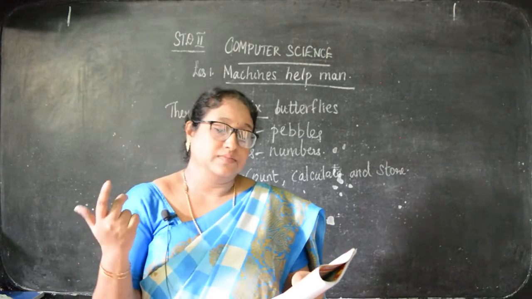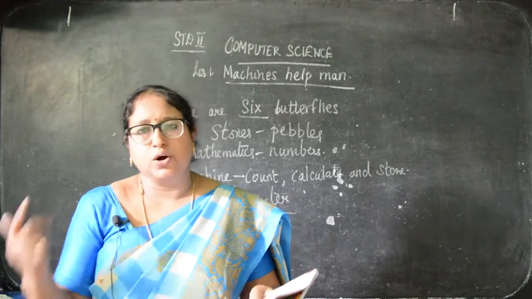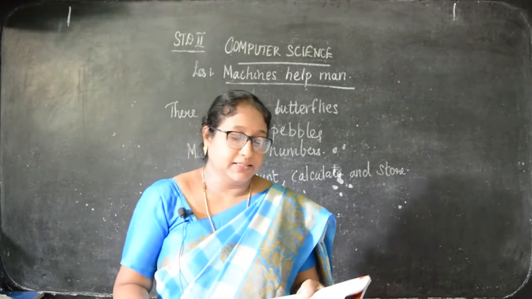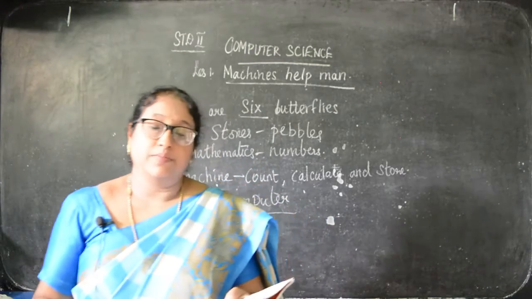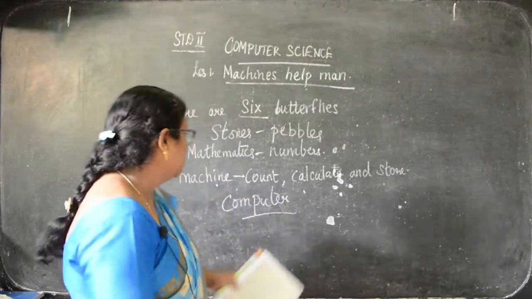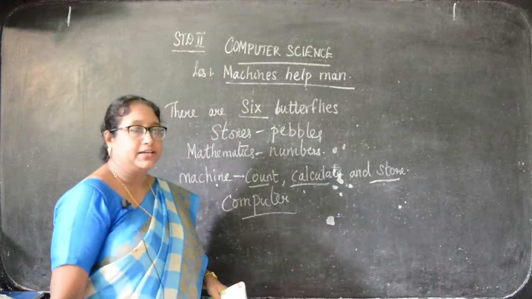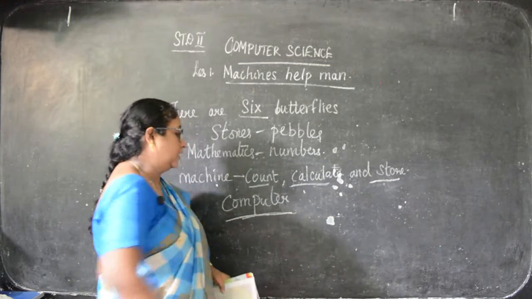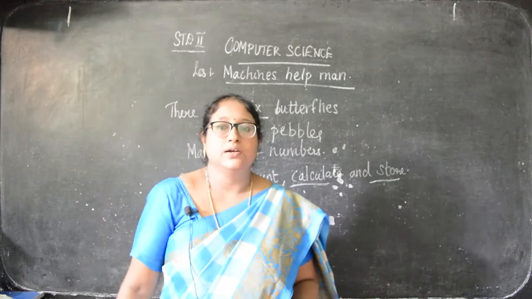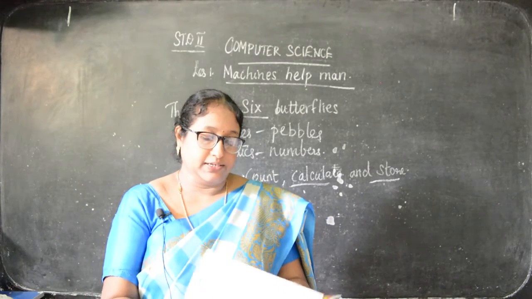Then it was very difficult to do the calculations. It took a lot of time. So what happened? Man wanted a machine to help to count, calculate and store. I said, to count, calculate and store. And for this what do we need? We need a computer. So they introduced a machine called a computer. Okay children, you understand this?